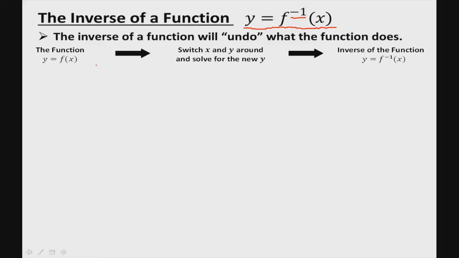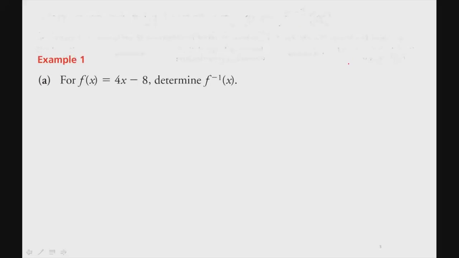So we have our y equals f of x. In order to find this for today, what we're going to be doing, and we'll see an example in a second, we're going to switch the x and y and solve for the new y position. This is going to be our inverse function. So let's look at trying one of these. Our example is, here is our function, f of x equals 4x minus 8.